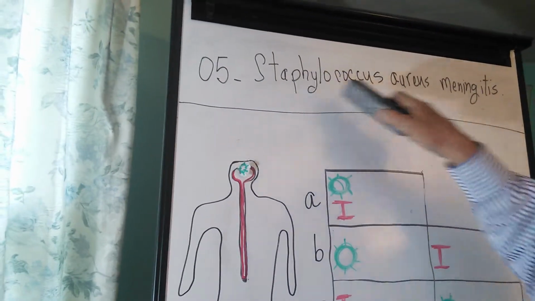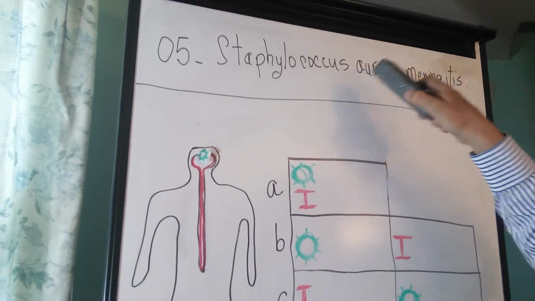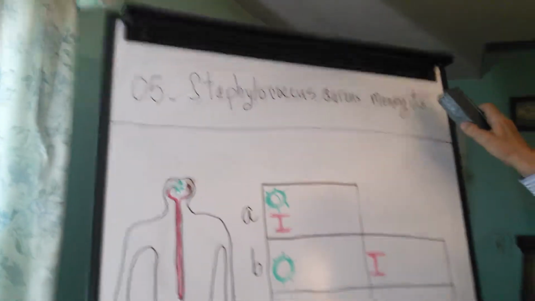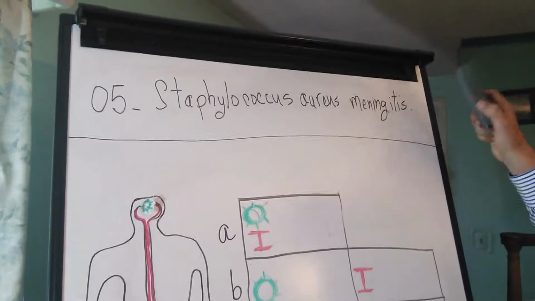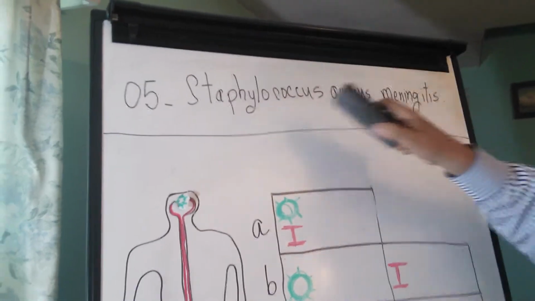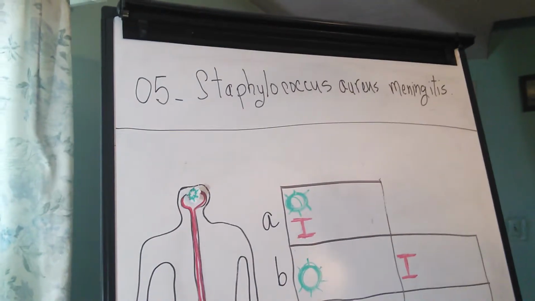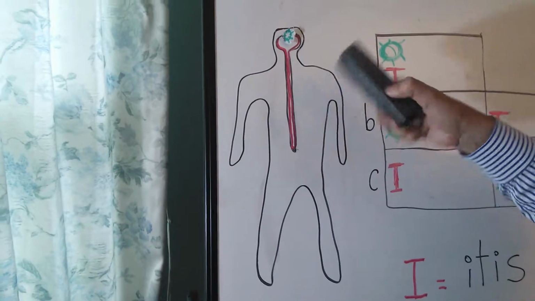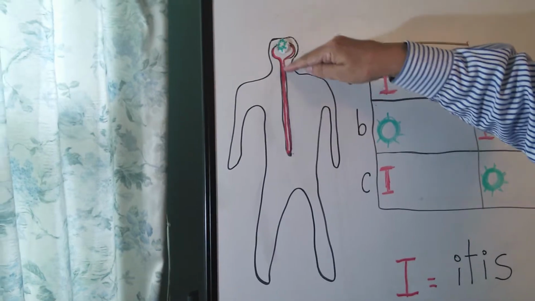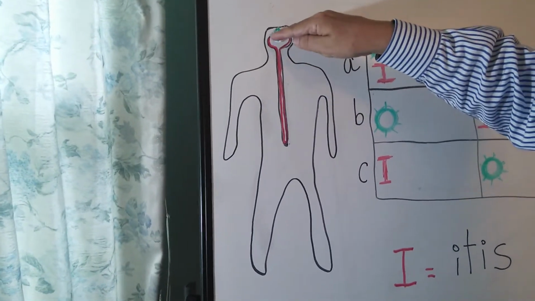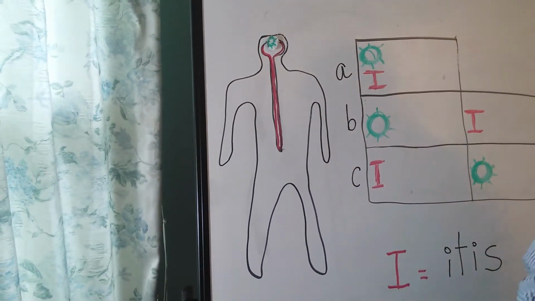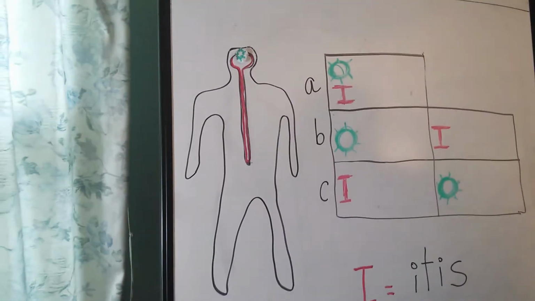05 is the number, and then this is the description. Staphylococcus aureus meningitis. Now, as we have explained before, the itis means inflammation and meningitis means inflammation of the meninges. So this is the infection or the inflammation, and the virus causing it is Staphylococcus aureus. Now, the visual representation is exactly the same as the previous one. There's a virus here that somehow got in here, right? This is the cerebrum and this is the spinal cord. And the meninges, which borders these two, got inflamed. That's why it's red.